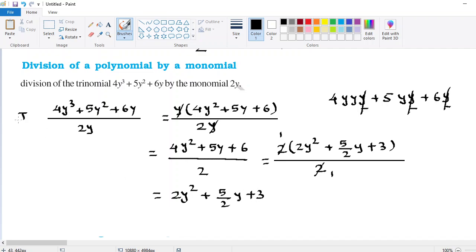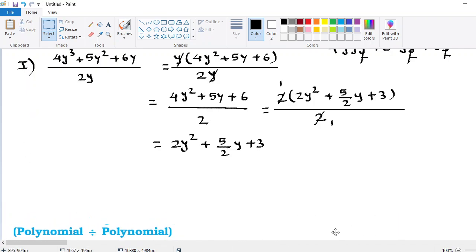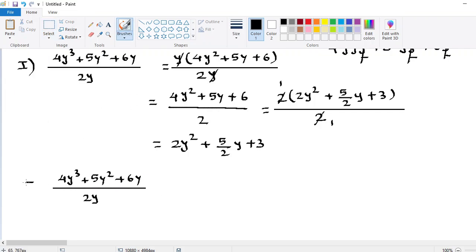This is method 1. In the second method, instead of taking common, we separate these terms and then it becomes a division of monomial by monomial.